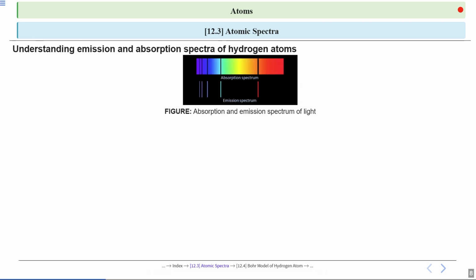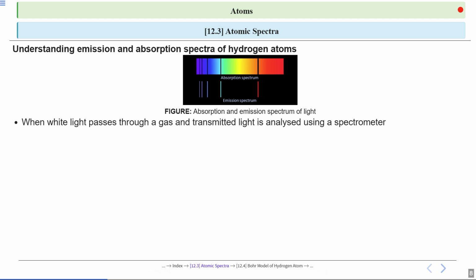Now you can see an image showing both the absorption and emission spectra of light. Notice the dark and bright lines. These are key to understanding how atoms absorb and emit energy. Let's start with what happens when white light passes through a gas. If we analyze the light that comes out on the other side using a spectrometer, we can see which parts of the spectrum have been affected by the gas.